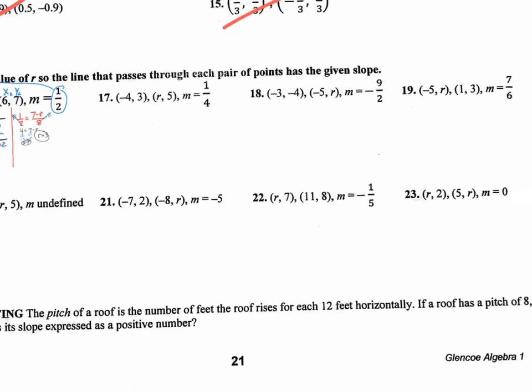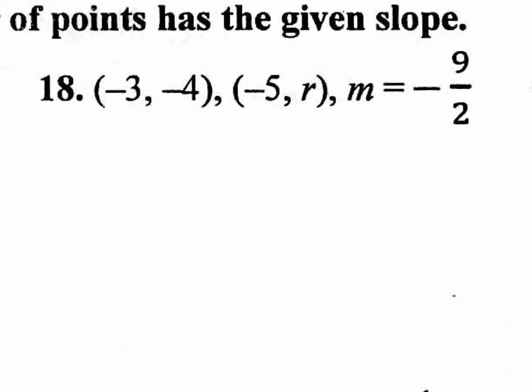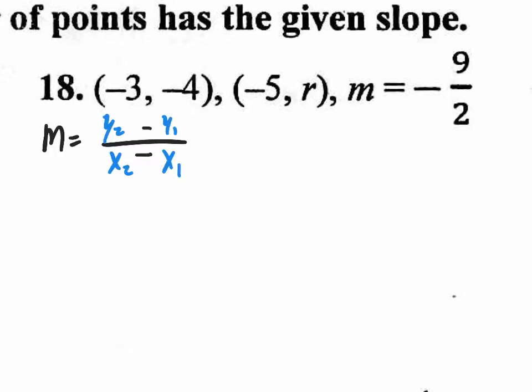19? 18, 19, 20. All right, let's go with 18 here. Formula first, and then label your coordinates. And then after that, plug it all in. So instead of m, I'm going to write -9/2. -9/2 instead of m. And then I have the equal sign.